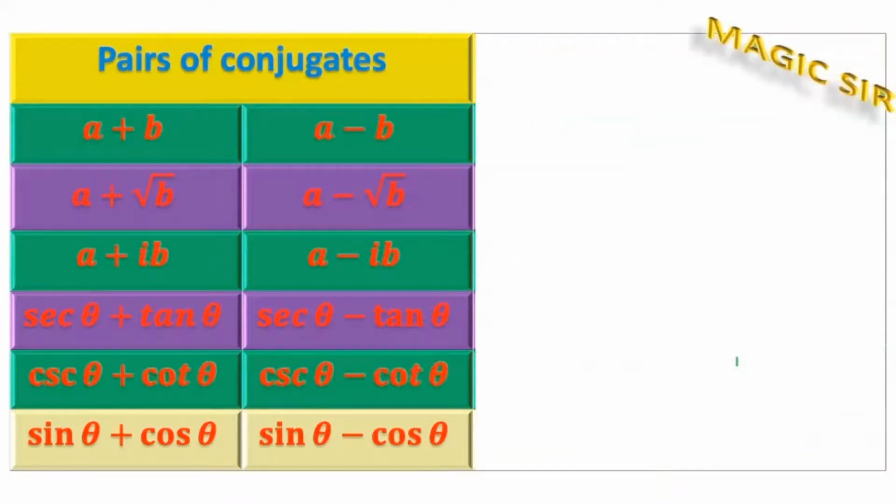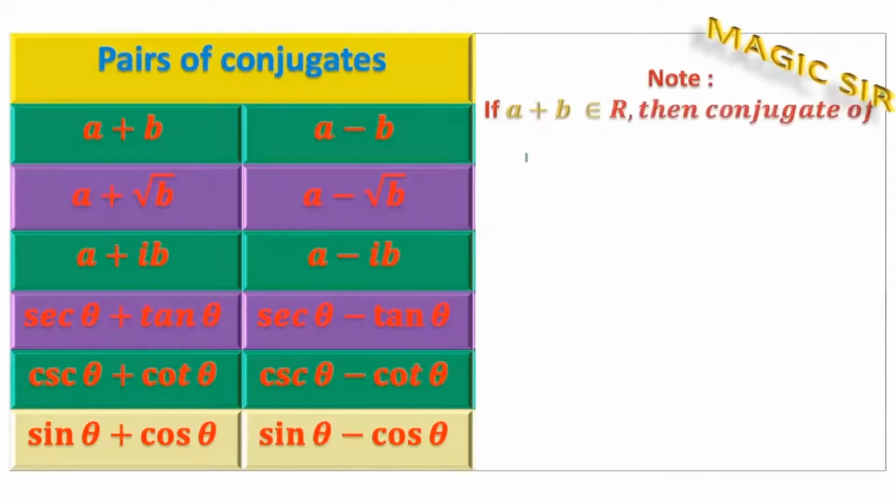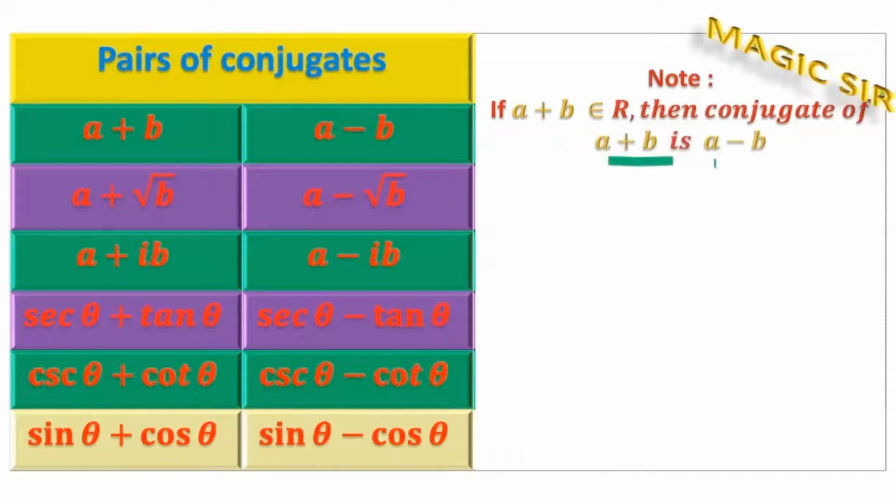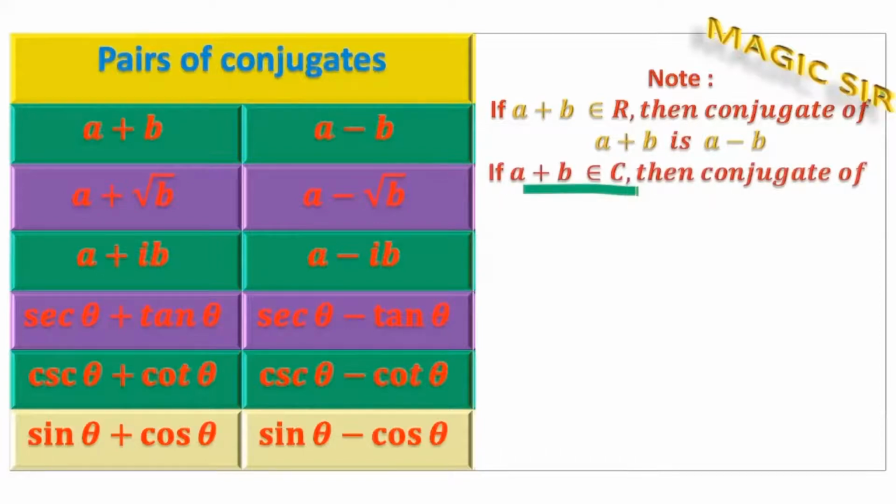Friends, note that if A plus B belongs to R, then conjugate of A plus B is A minus B. If A plus B belongs to C, then conjugate of A plus B is A plus B itself.